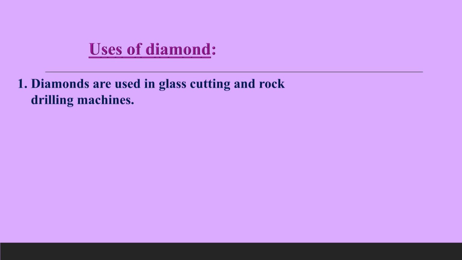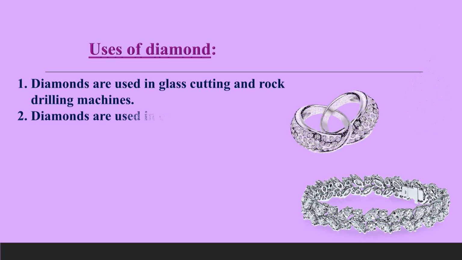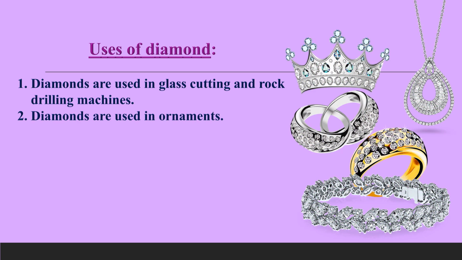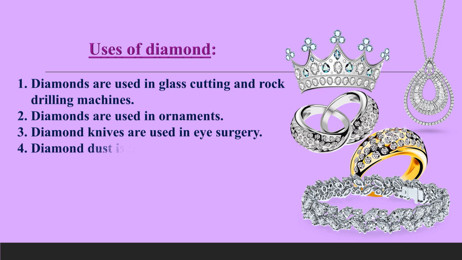Uses of a diamond. Diamonds are used in glass cutting and rock drilling machines. You know, glass and rock are hard substances, but diamonds are harder still, and so they are used to cut glass and to drill the hard rocks. Beautiful ornaments are made from diamonds. Diamond knives are used in eye surgery. Diamond dust is used for polishing other diamonds.